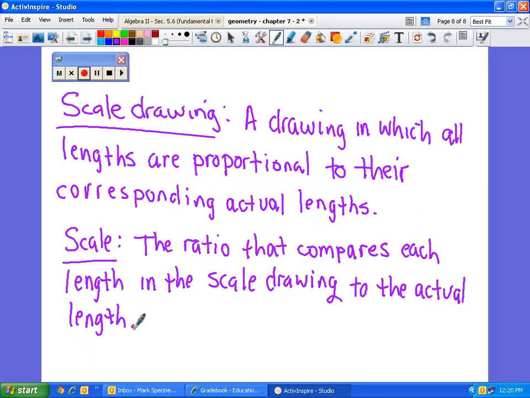Sometimes on a map it's called the legend or the key, but that indicator that tells you that 3 inches on the map or 3 inches on the blueprint is equal to some number of feet or some number of miles, that's the scale. Okay?